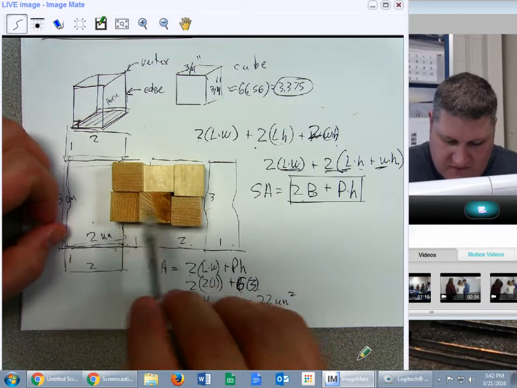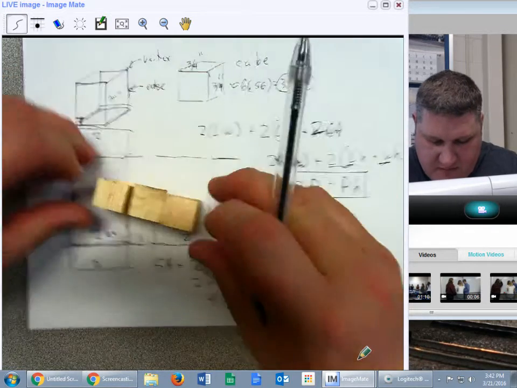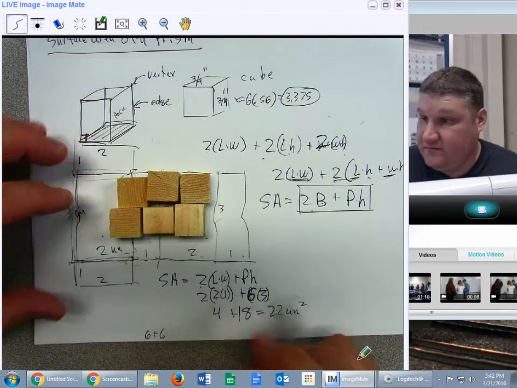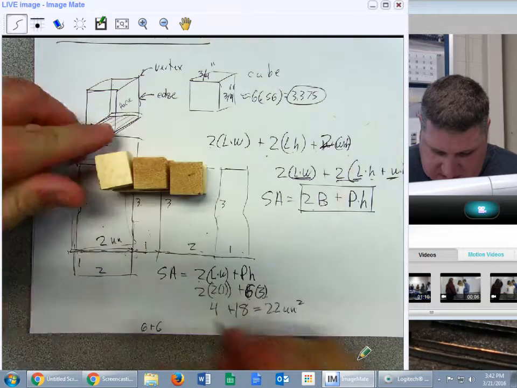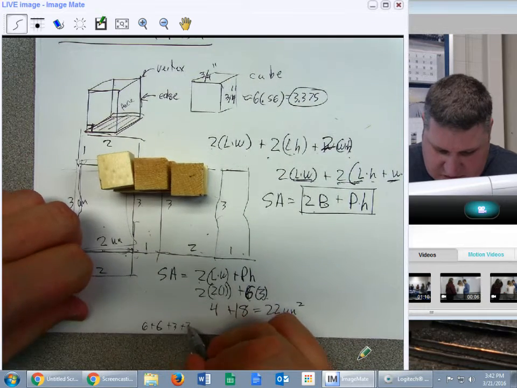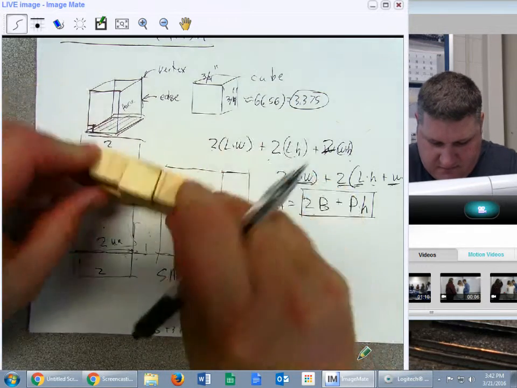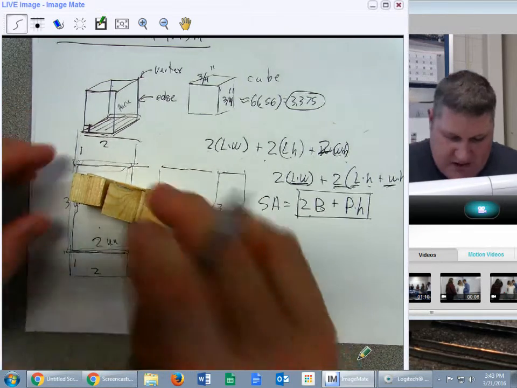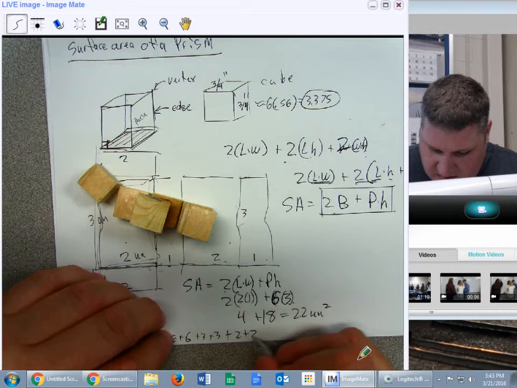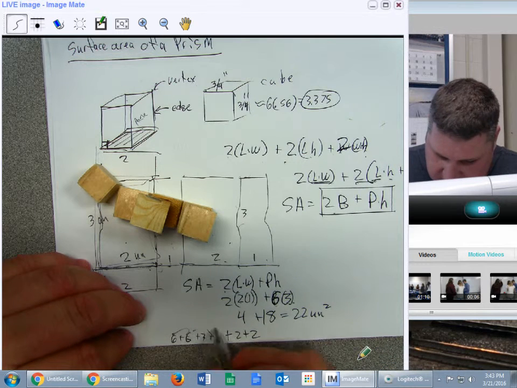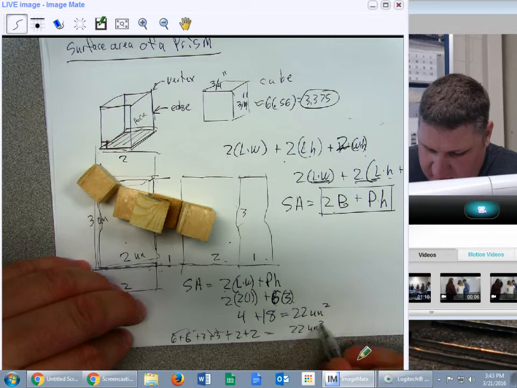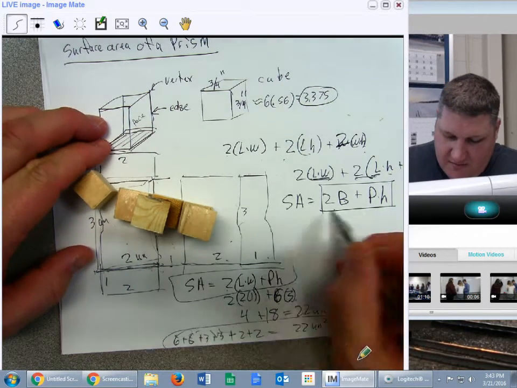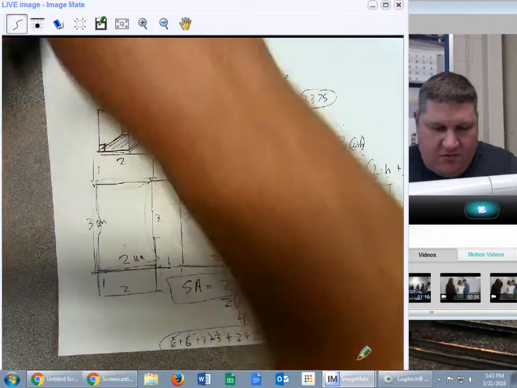1, 2, 3, 4, 5, 6. 6 on this side, 6 on this side. So I got 6 plus 6, plus 3 on this side, plus 3 on the other side, plus 2 on the end, plus 2 on the end. So if I put all that together, I get 18, 18 plus 4, 22 units squared. So that is 100% true. So using this formula gives me my total surface area.